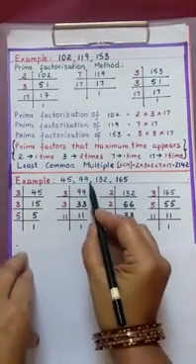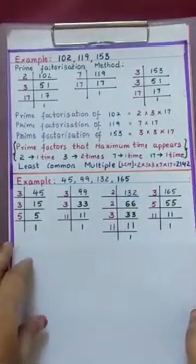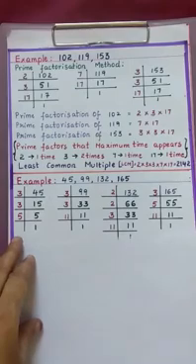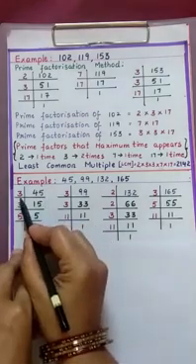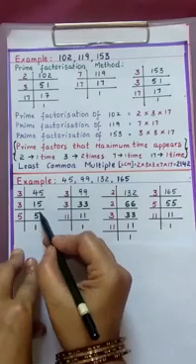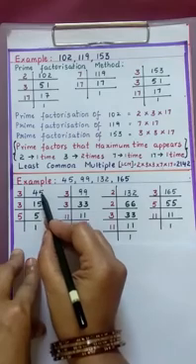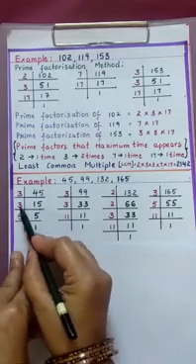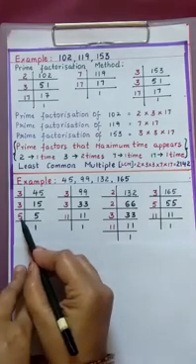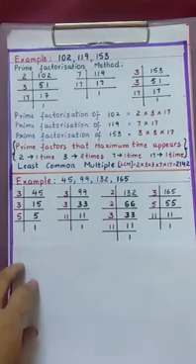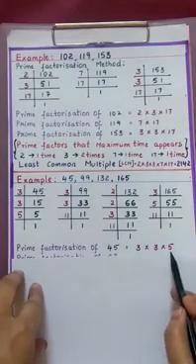45, 99, 132, 165. Now let us find the prime factorization of the given numbers using the division method. Take 45. It is divisible by 3. 3 ones are 3. Remainder 1. 5 will bring down. 3 5s are 15. So 3 15s are 45. Again 15 is divisible by 3. 3 5s are 15. 5 is a prime number, which is divisible by itself. 5 ones are 5. So the prime factorization of 45 is 3 into 3 into 5.